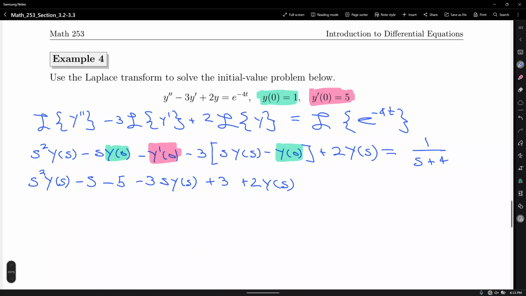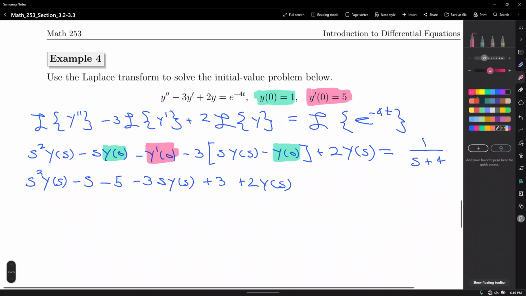Okay, let's move everything not containing a y of s to the right-hand side of the equation. Well, actually, I'd like to combine like terms first here. So that's s squared y of s minus s, and then negative 5 plus 3. Actually, I have a better idea here. Check what I'm going to do instead.